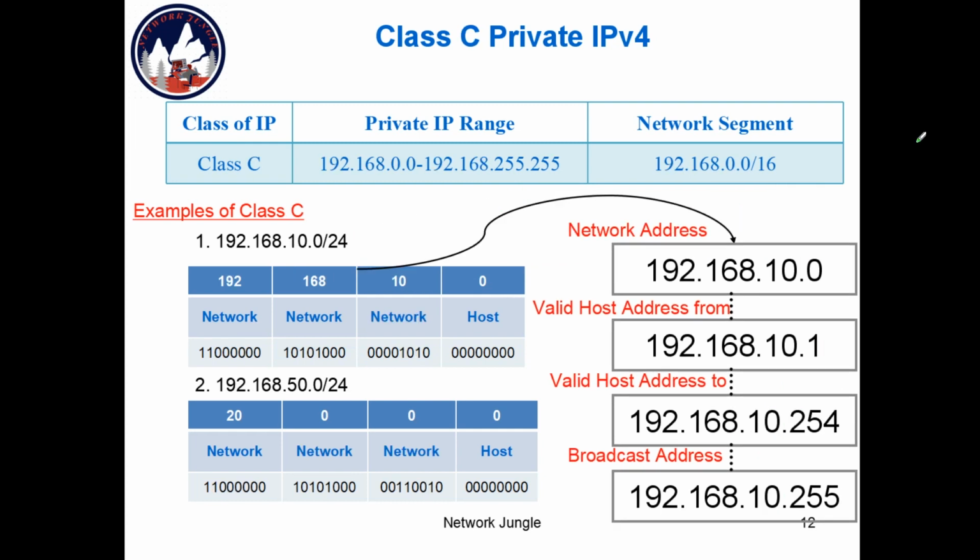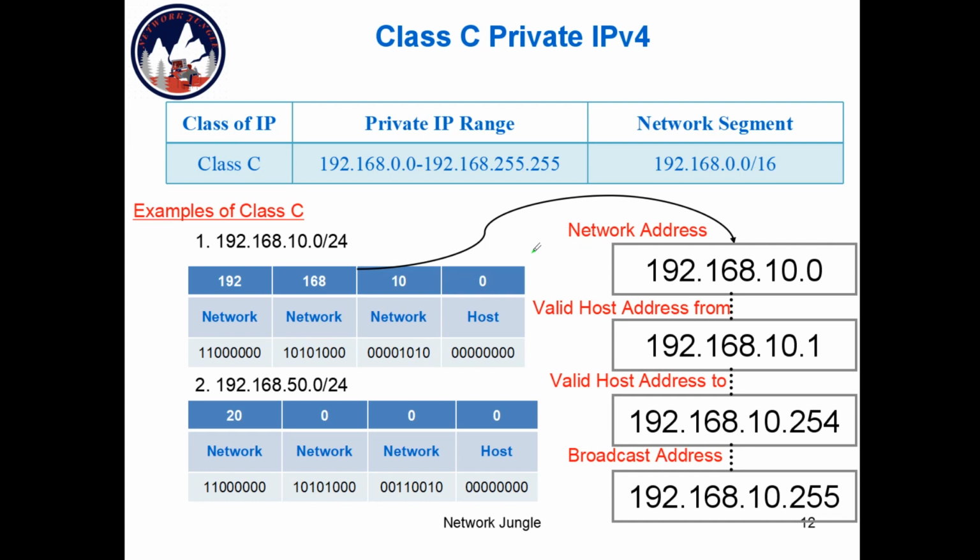Next one is the Class C private IP address. That range can be from 192.168.0.0 to 192.168.255.255. Here the subnet is /16. So that range can be from /16 to /30. It can use any subnet based on the need.